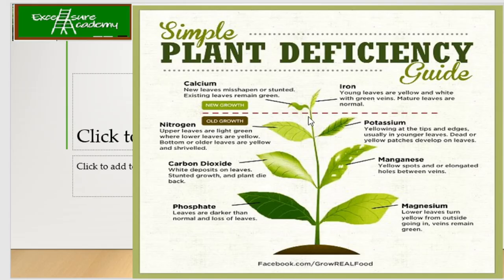And then finally, the last slide, which just shows the plant deficiency guide. You can see about the calcium, nitrogen, carbon. It's not the carbon dioxide, but the carbon in this case. Then you have got the phosphate, iron, potassium, manganese, and magnesium. So just the overall guide over here, so that you can just see what kind of deficiency a plant can go through. So that's all for today, guys.